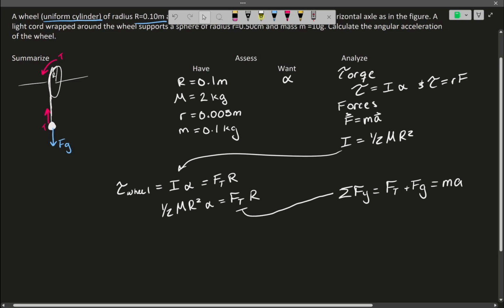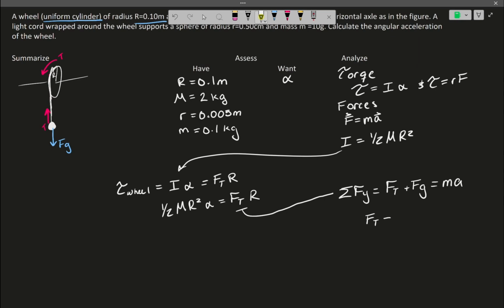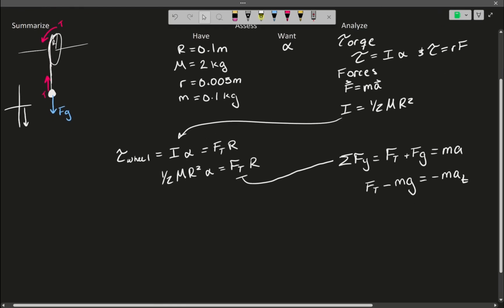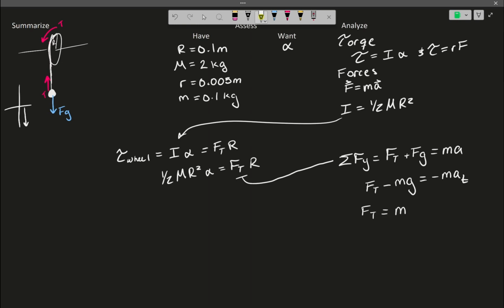I'm now going to take into account directionality here. So I have my force of tension, that's positive, minus mg, right, because the force of gravity is going down, and that's going to result in a negative tangential acceleration, right? Because if I think about my y coordinate, the object is going to be accelerating in the negative direction. So I'm just going to rearrange this equation so that I have the tension by itself.